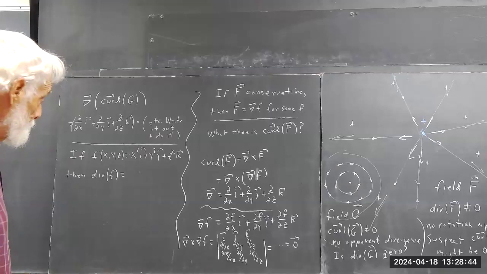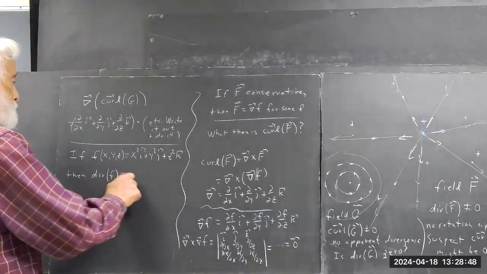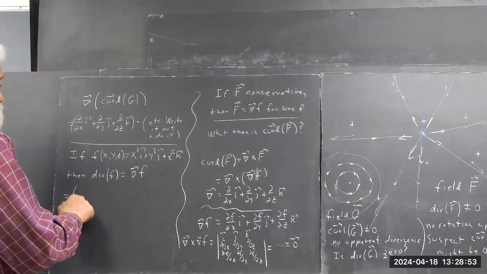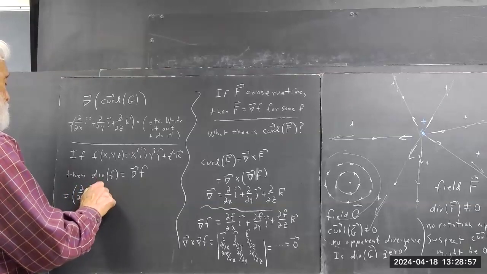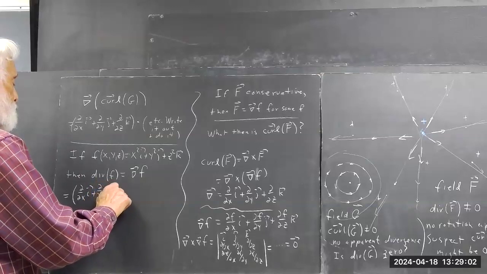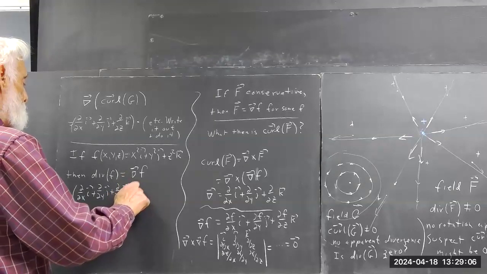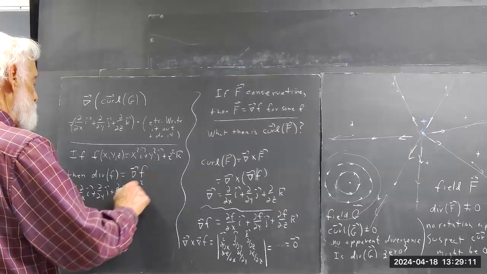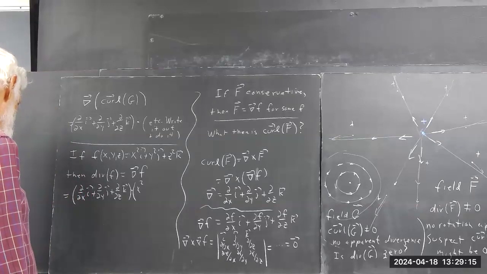Okay. So I'm just saying, the divergence of F is del dot F, which equals partial with respect to x i plus partial with respect to y j plus partial with respect to z k, dotted with x squared. Uh-oh.